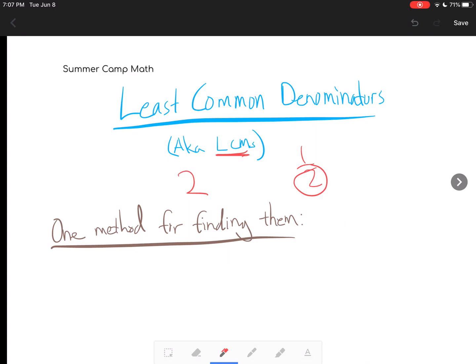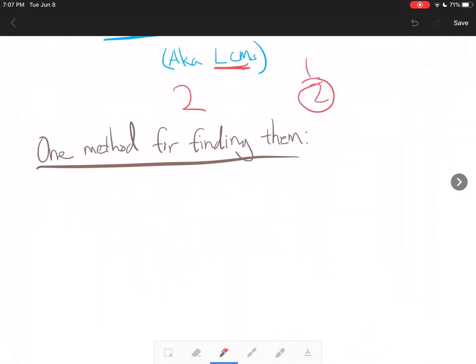Let's talk about finding them. There are a couple methods out there, but I'm going to focus on one method that I like to call the table/listing method. It's just kind of grunt work. We're just going to have some numbers in front of us, and we're going to list some multiples until we find a common one. And I think for a lot of students, that's a really easy way to go about this instead of trying to break down the numbers and do it that way.